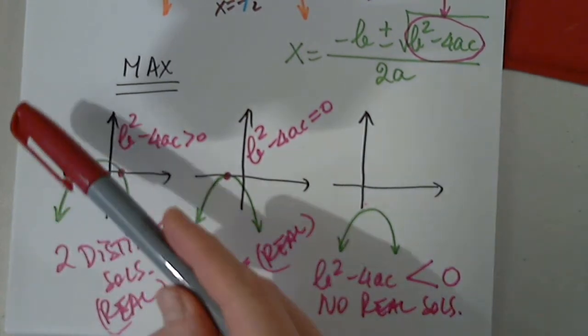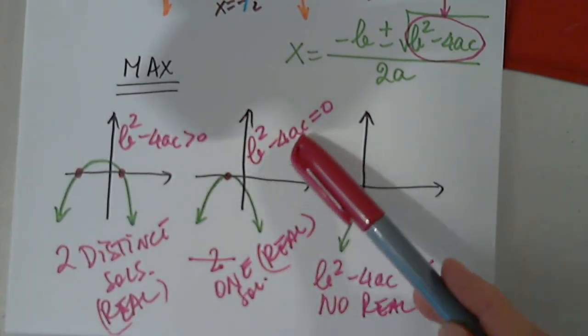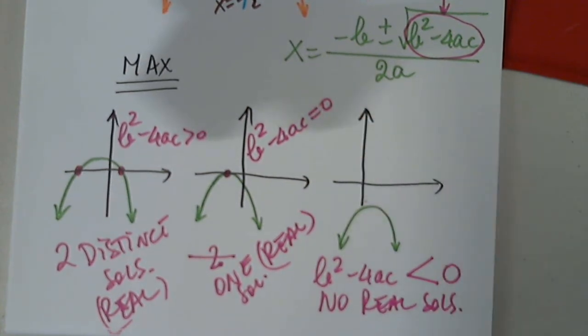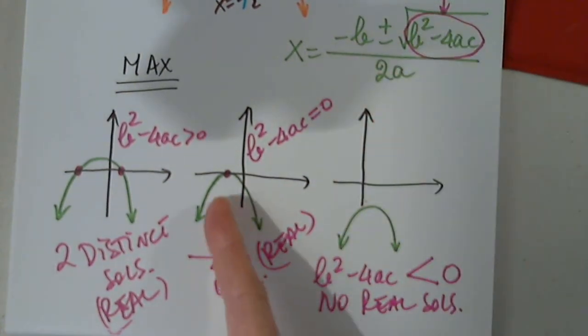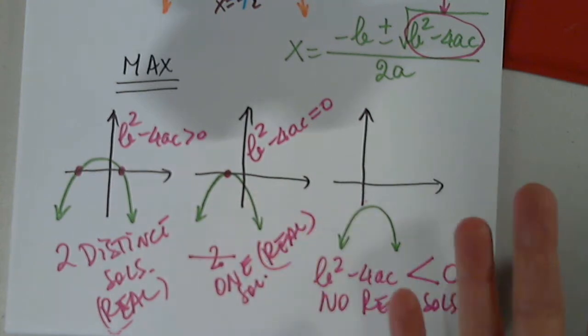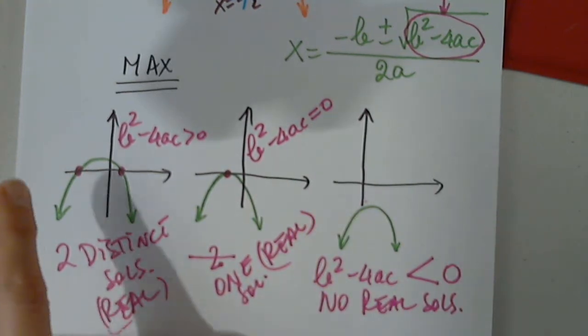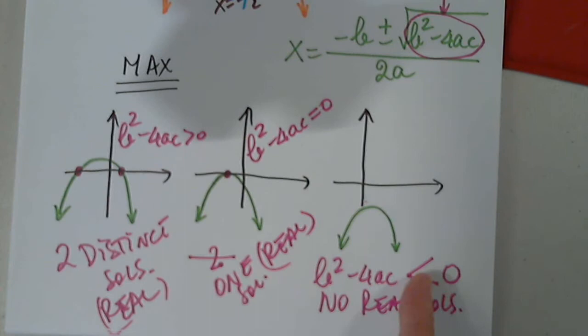The same thing with a minimum. A minimum can have the same situation. Way above, no solutions, resting on the x-axis, one solution, and two distinct solutions. The same situation. The discriminant is key. The discriminant tells us what solutions, what options we have.